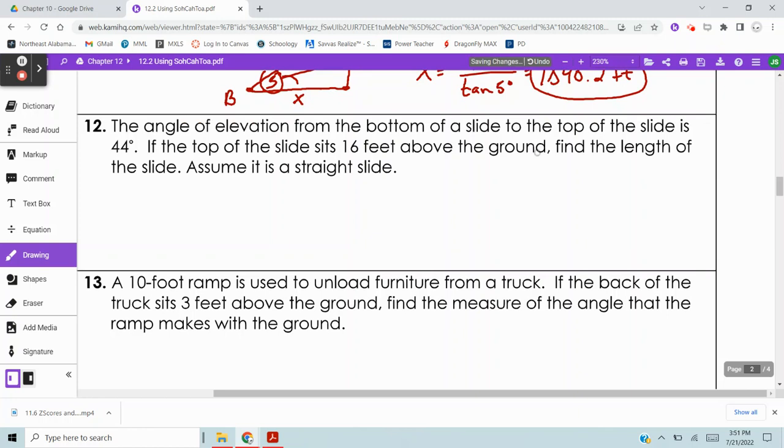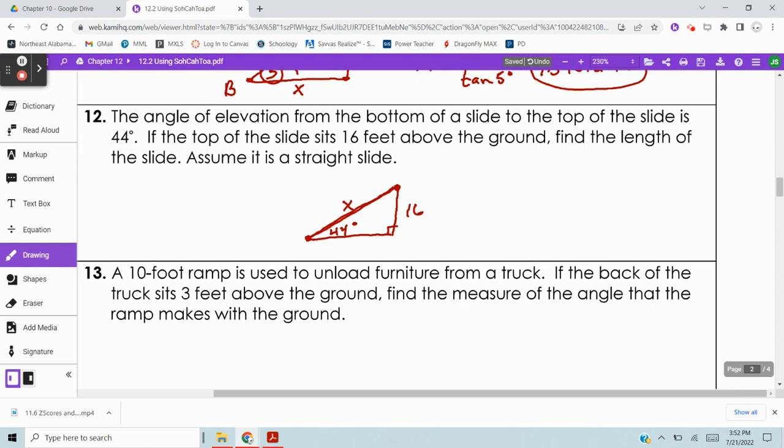Number 12, the angle of elevation from the bottom of a slide to the top of the slide is 44 degrees. So again, the angle of elevation from the bottom to the top of the slide, there's my slide. It's a 44-degree angle of elevation. If the top of the slide sits 16 feet above the ground, find the length of the slide. Now, this is the actual slide right here, so that's my x value I'm looking for.